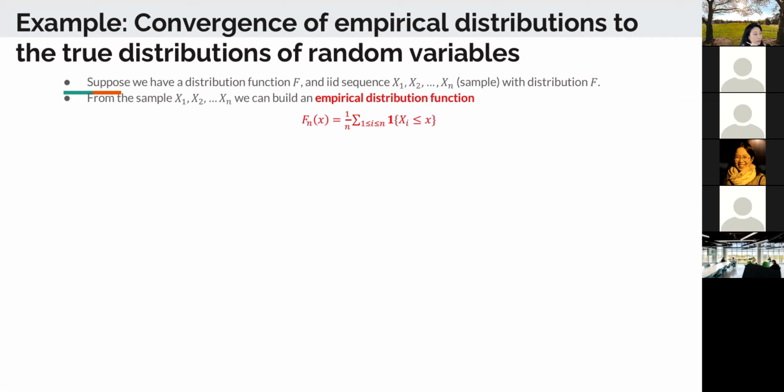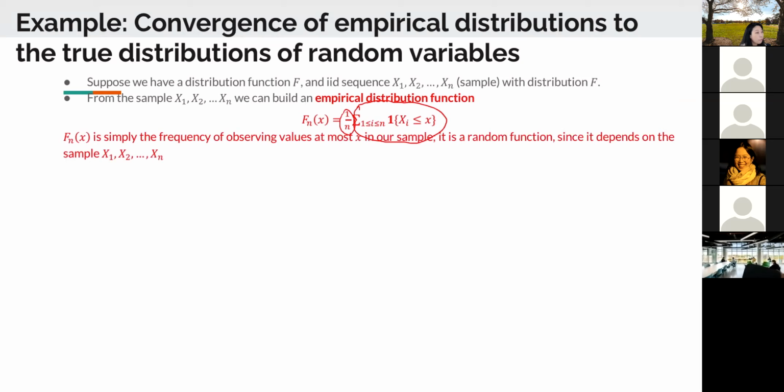So here is how you would do that. It's very simple. The empirical distribution function is going to be a function with a variable x. For any x, you first see how many of the examples are smaller than x, and then you take the average. This is going to be the frequency. So what does this tell you? It is the frequency of observing values at most x in our sample.